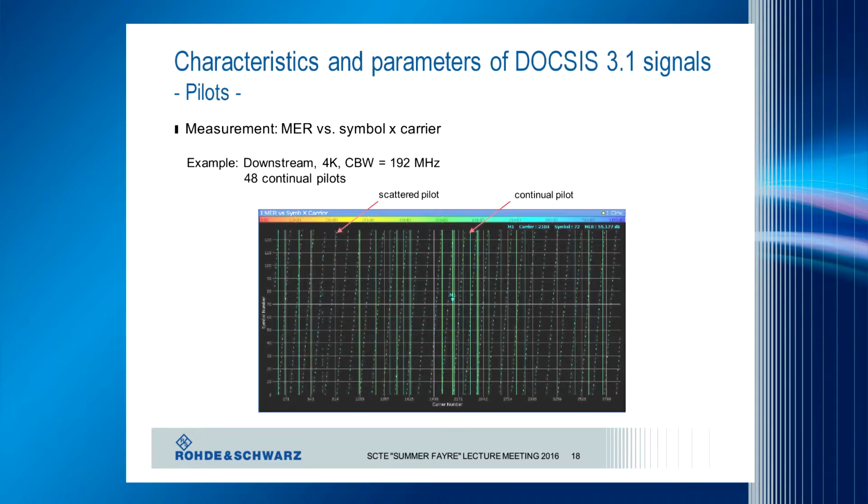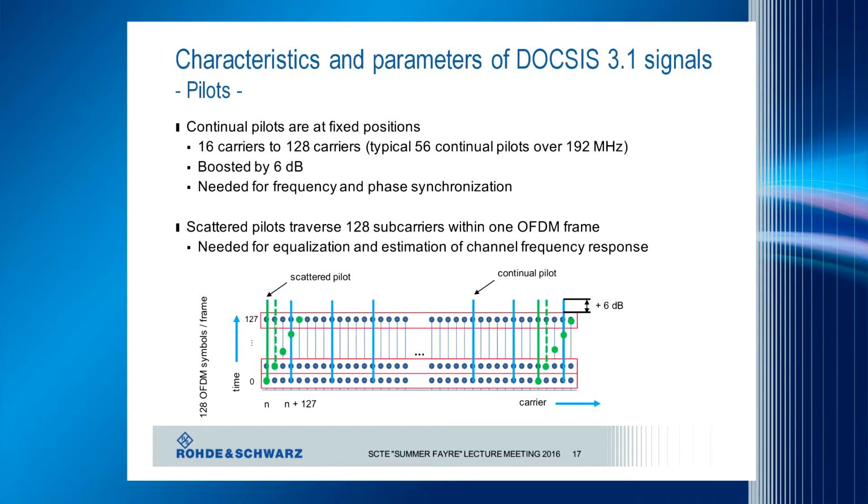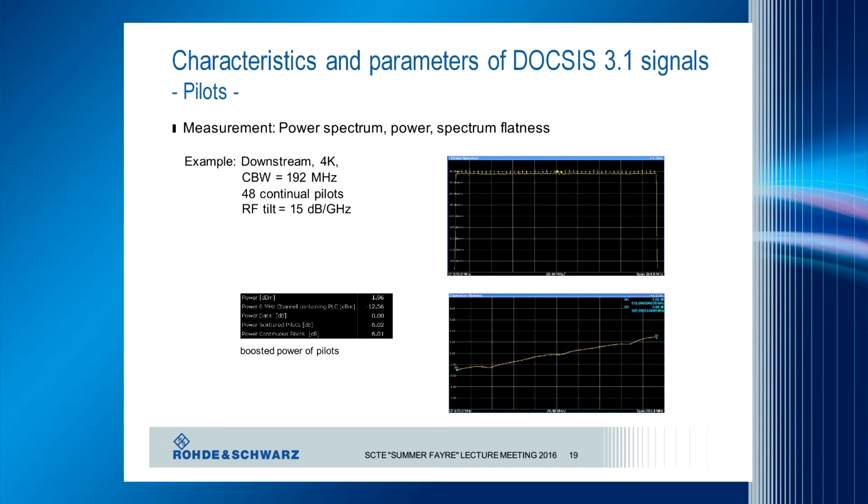From the pilots, I have in this example 48 continual pilots, which can be, I go back to the other slide, the density of the pilots can be increased up to 128 continual pilots, but always with a disadvantage. If you select a continual pilot, it's no longer available for the data. So it's always a compromise: you can define the signals very robust, but versus bandwidth. It's a golden rule, or it's physics.